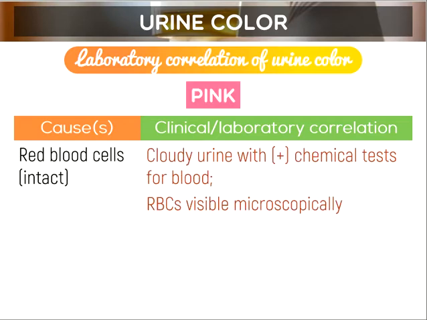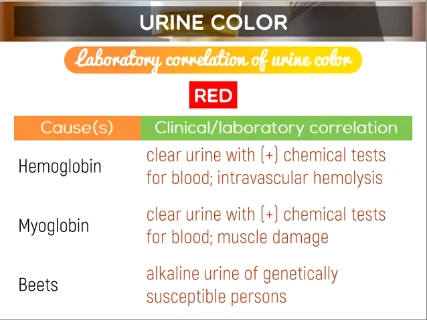And then, we have your pink. It can be caused by red blood cells. Intact, guys. Intact. So, the correlation here is a cloudy urine with a positive chemical test for blood. RBCs are visible microscopically. So, here, guys, we have red. This can either be hemoglobin or myoglobin.